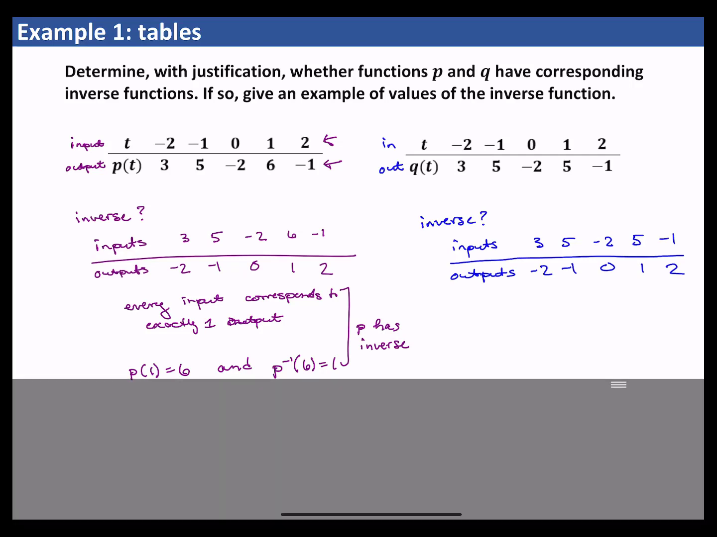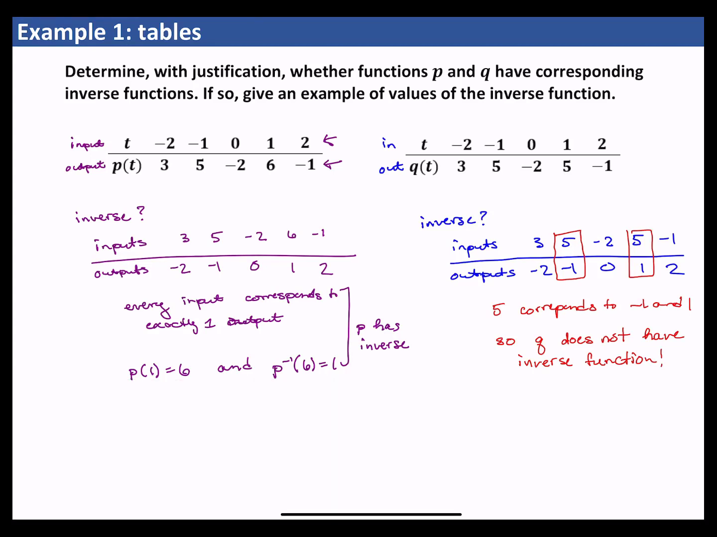And from this reversed perspective, we see that 5 corresponds to two different values, -1 and 1. So while q is a function, q cannot be reliably reversed, and so q does not have an inverse function. So it won't even make sense to give an example of a value on the inverse function because q does not have an inverse function.